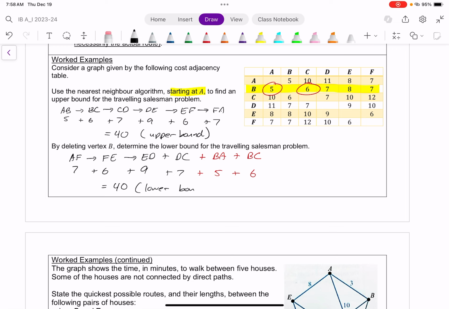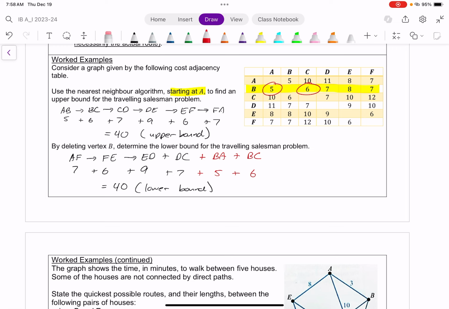So this is one of these rare times that we actually know exactly the length of the optimal route, or we know the cost, I think it says here, of the optimal route that connects every vertex, because the upper bound and lower bound are the same. So I know it must be 40. 40 must be the optimal path, cost, whatever you want to call it.